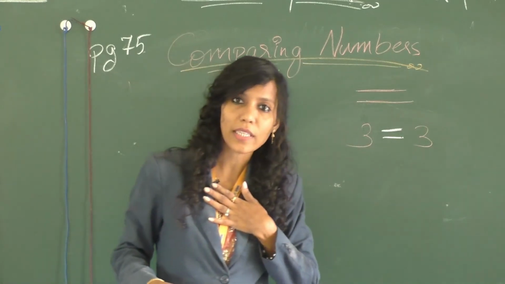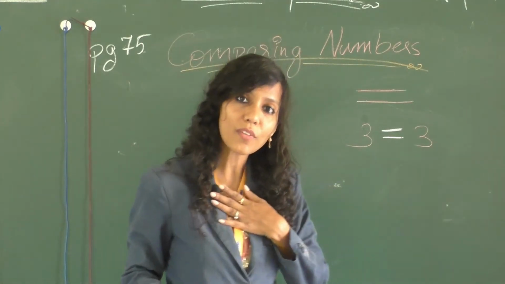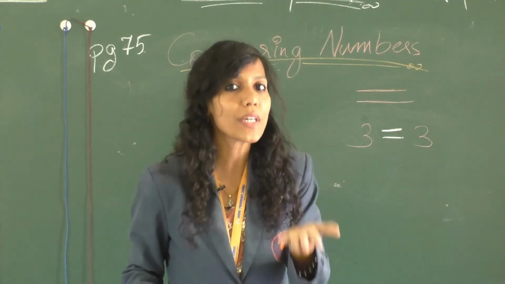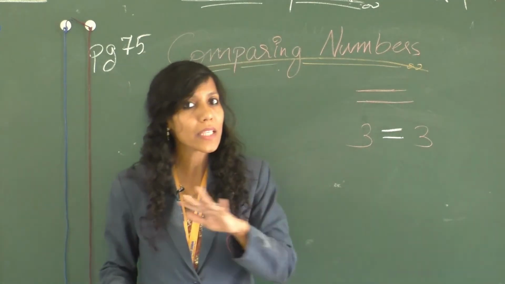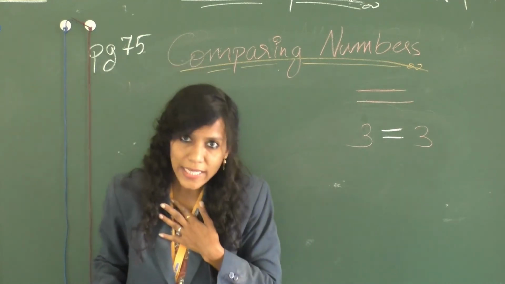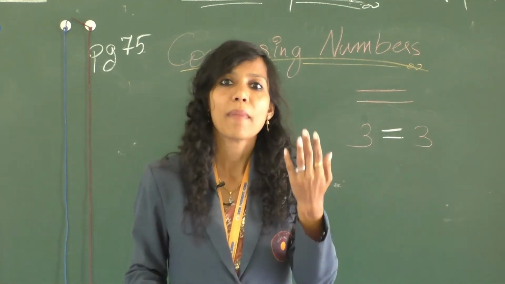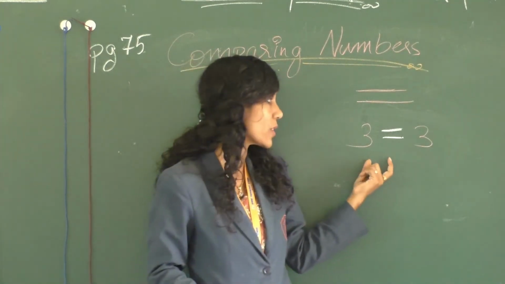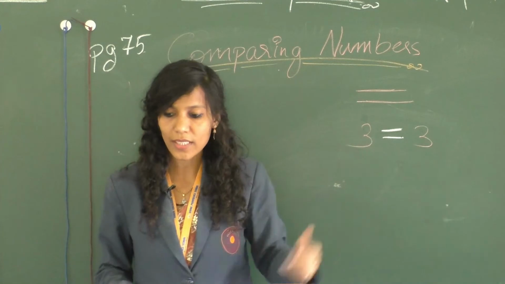I have 3 chocolates. You have 3 chocolates. So both of us have the same number of chocolates. I don't have more, neither are you having more. So both are having equal chocolates. Shiny ma'am and my students, we both have equal chocolates. 3 and 3.